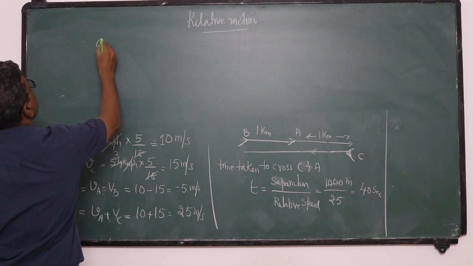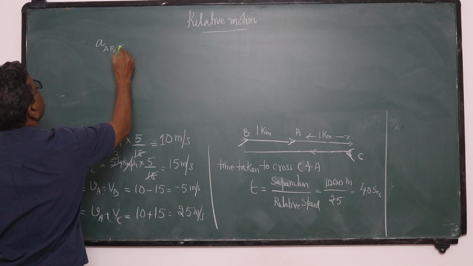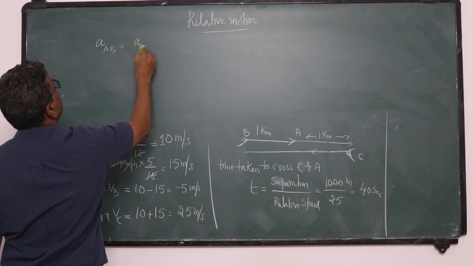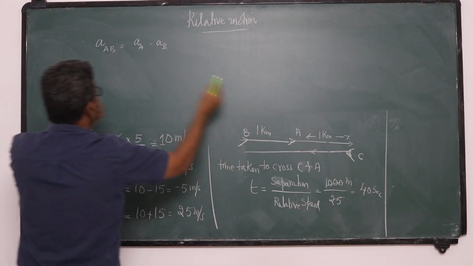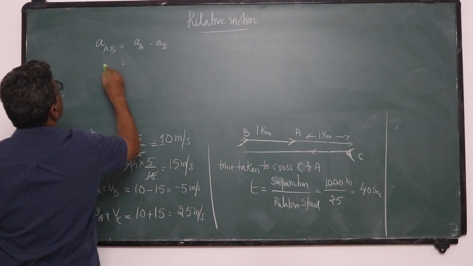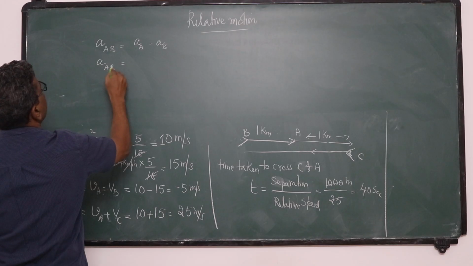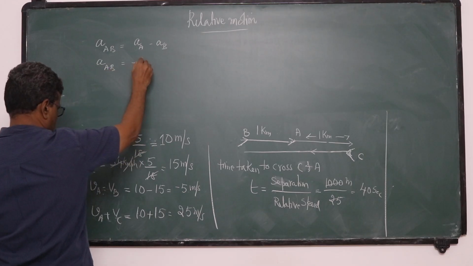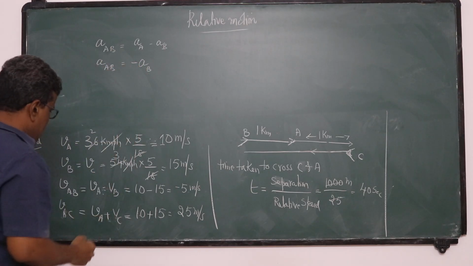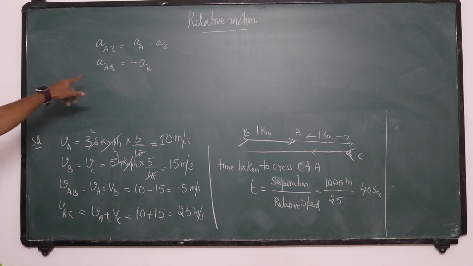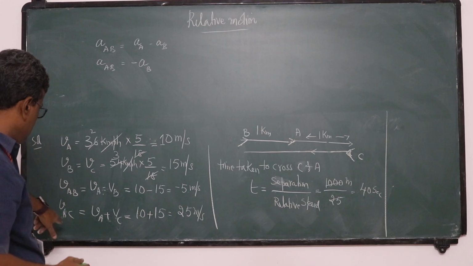What is the acceleration of A with respect to B? Acceleration of A minus acceleration of B. What is the acceleration of A? 0 minus acceleration of B. We want the acceleration of B, let it be minus AB. Acceleration of A with respect to B.